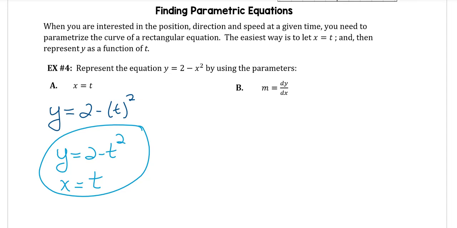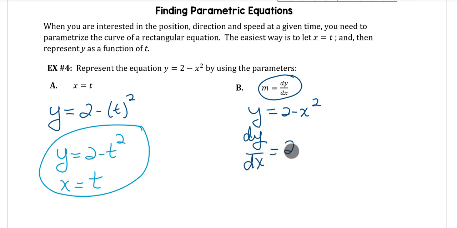Now if you notice, we are using a calculus concept here, which is the fact that our slope is dy/dx. So we want to somehow work our m into our equation. So we're going to do it in this way. We're going to start with y equals 2 minus x squared, and we can find dy/dx by taking the derivative. So we get negative 2x, sorry. And so now we can call that m, and then we can solve for x. So now we're going to have our two equations. We're going to have x is going to equal m over negative 2.